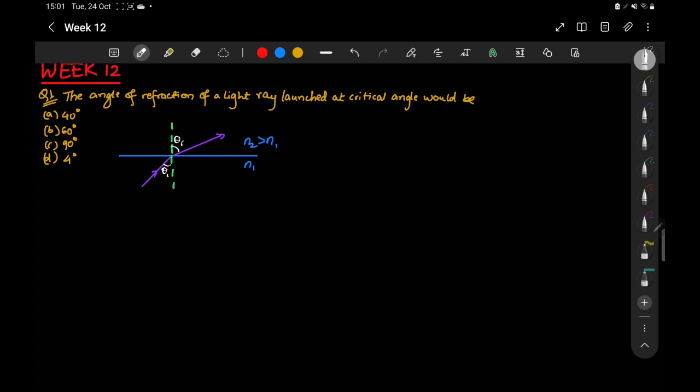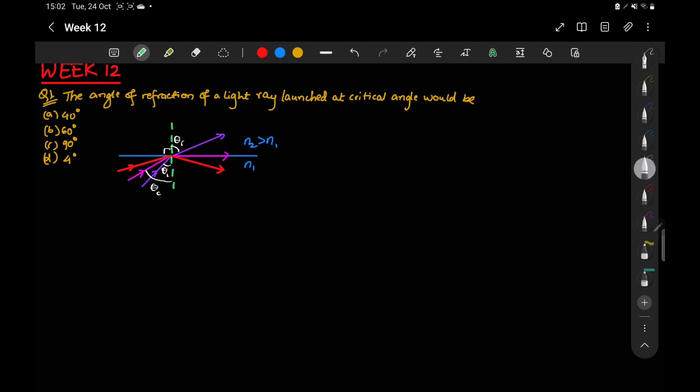But what if we increase the angle theta I? If I increase it slightly, then at one particular angle of theta I, we will see that the refracted ray goes parallel to the interface. And if we increase it further, then we will see that there is no refraction. Instead, the beam is reflected in the same medium. So this particular angle is called theta c, which is the critical angle. It is the angle at which the refracted ray goes at 90 degrees.